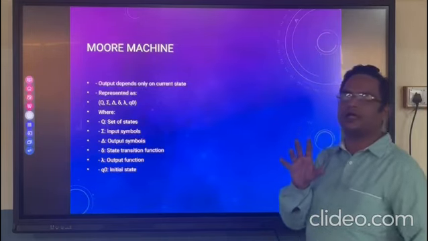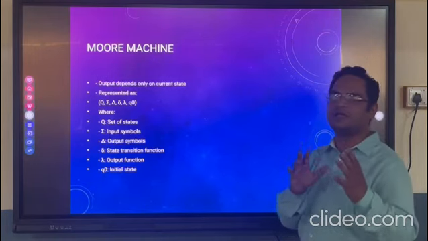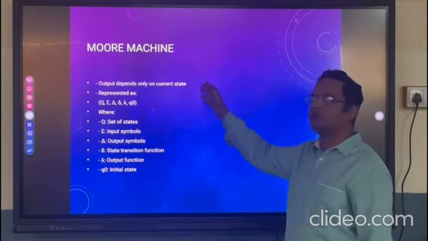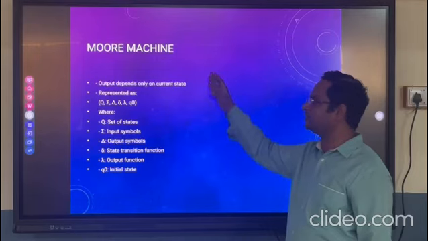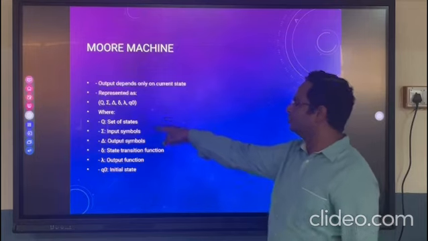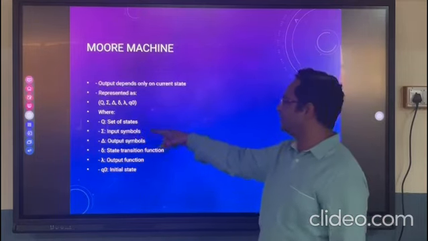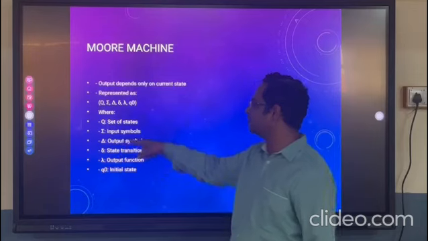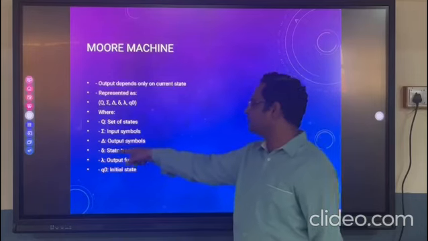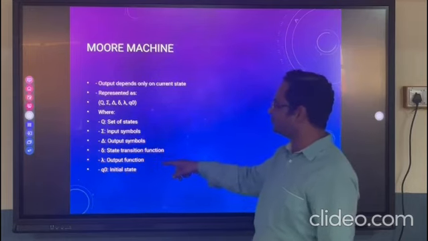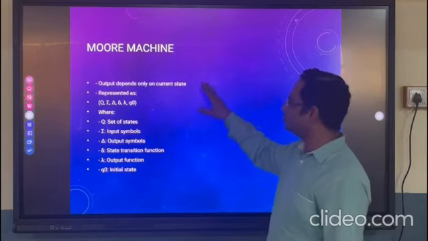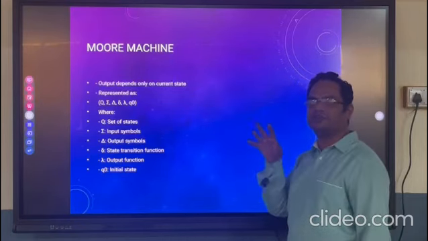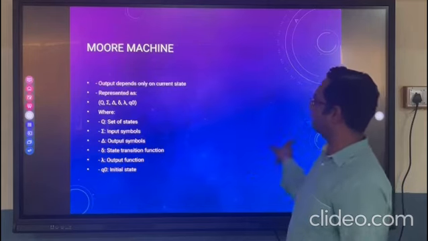Generally, in any kind of finite state machine, there are an initial state and a final state. In the Moore machine, output depends only on the current state, where the tuple is like this: Q, capital Q, is the set of states, sigma is the input symbols, and the triangle symbol is the output symbols. Delta is the state transition function, lambda is the output function, and Q naught is the initial state. So these 7 tuples are used in the Moore machine. The Moore machine is that kind of machine in which output depends only on the current state.